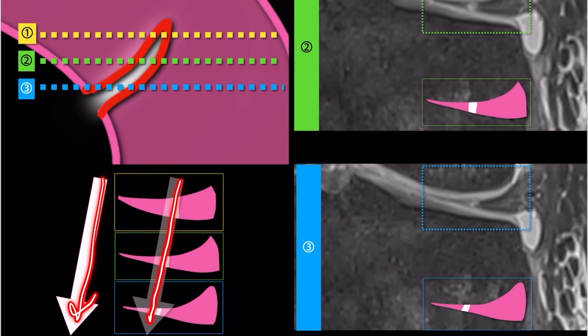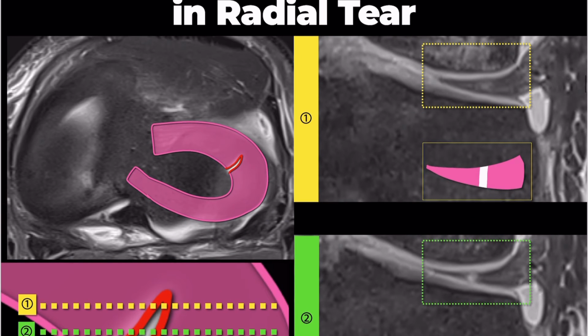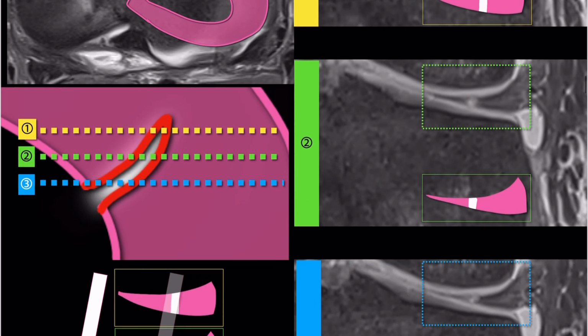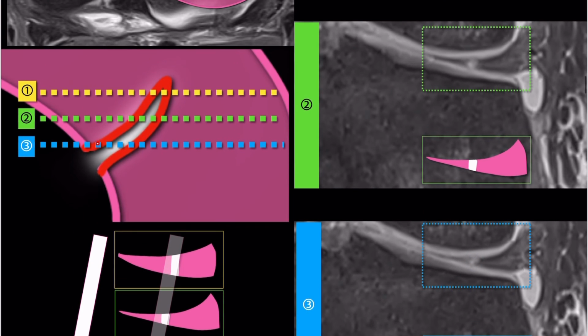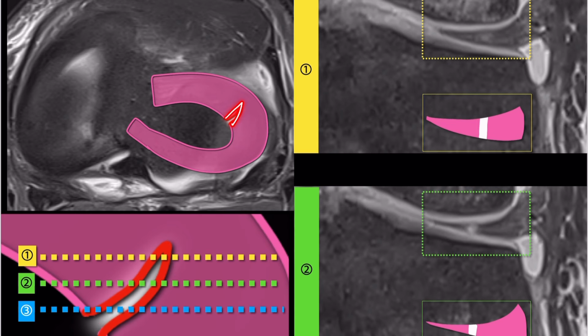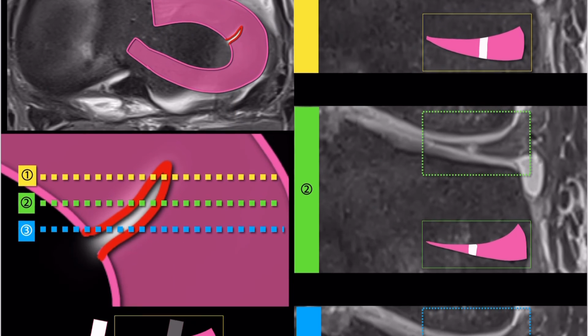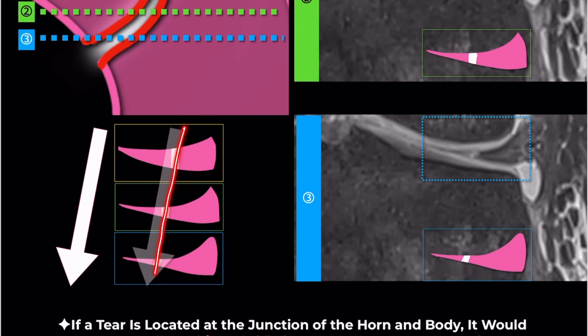Understanding the marching cleft sign is essential for radiologists because radial tears at the junction of the body and horn of the meniscus may be challenging to diagnose due to the oblique orientation of the tear relative to the coronal and sagittal plane images. In sequential images, we observe that the cleft does not consistently distance itself from the meniscus's periphery. Instead, it appears to gradually shift toward or away from the free edge, leading to the identification of the marching cleft sign.